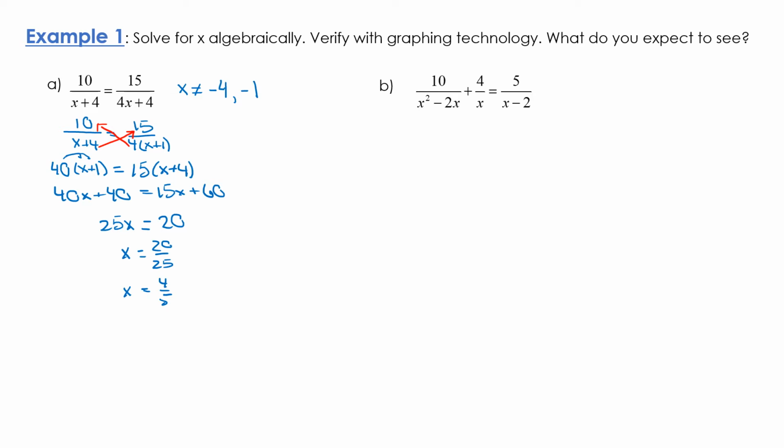Our first step, always, I'll put some steps over here. Our first step is going to be to factor. If we can factor anything, let's factor. We can take a greatest common factor out of our first denominator.